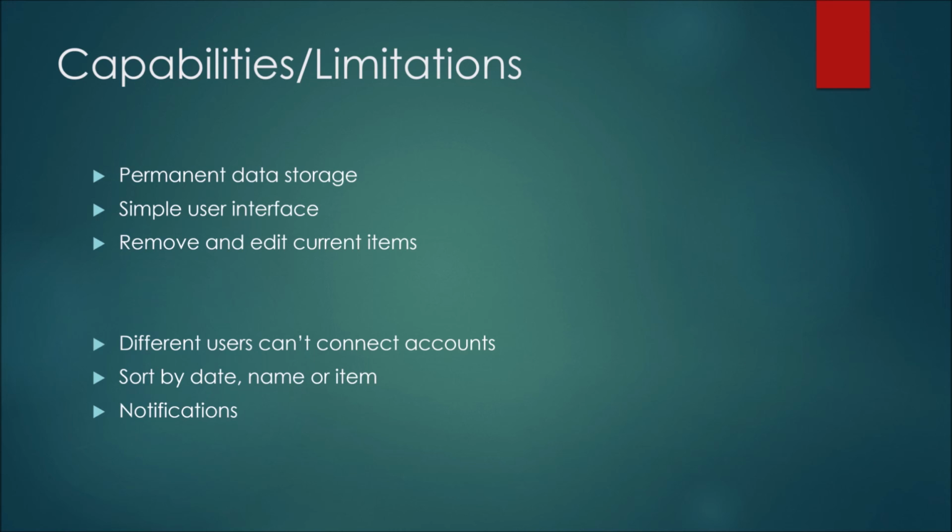Some of the limitations of my app is that right now different users can't connect to their different accounts, so ideally you'd be able to add your roommates and see what they've added on their app. I'd also, in future iterations, add features to be able to sort the list by date or name or item. And finally, I'd add another feature which would allow the user to set up notifications when certain items or things that they need to complete are coming up.